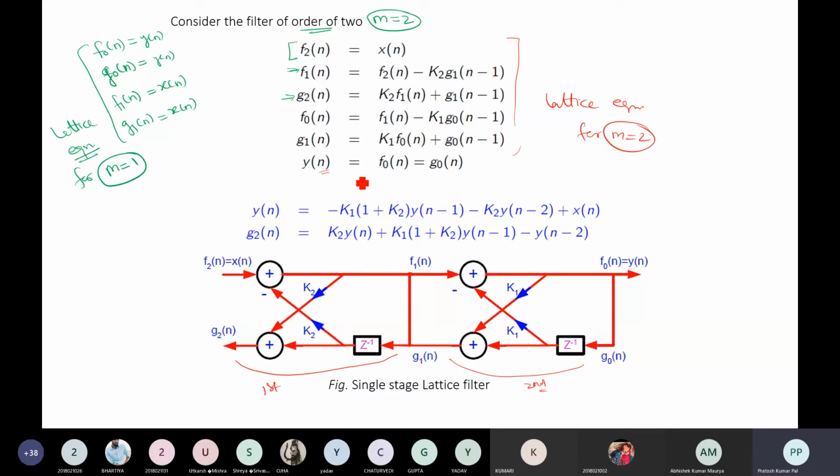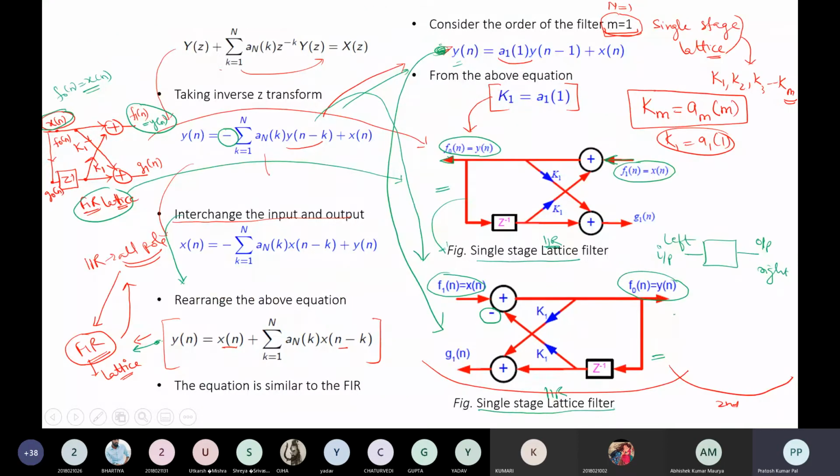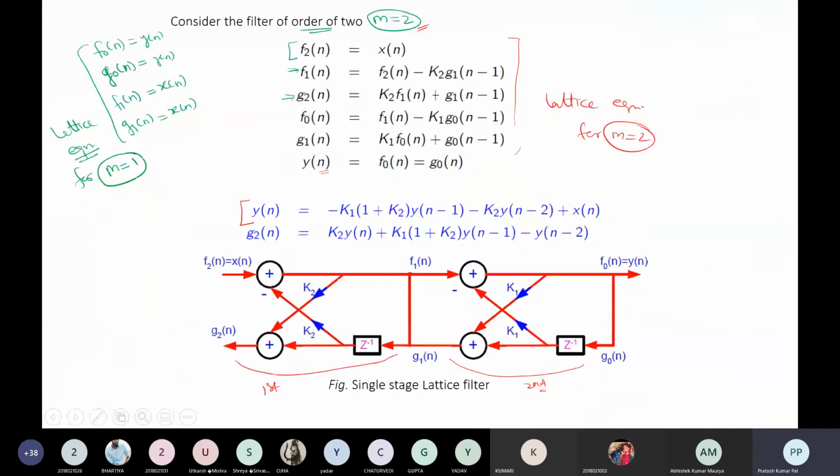So finally, if a second order system is there, in the second order system, the y of n will be given by, that y of n will be your output. Okay, so the output will be equal to minus k1 1 plus k2 y of n minus 1. So that is coming out from the same expression that we have got. By expanding this, we can get that.